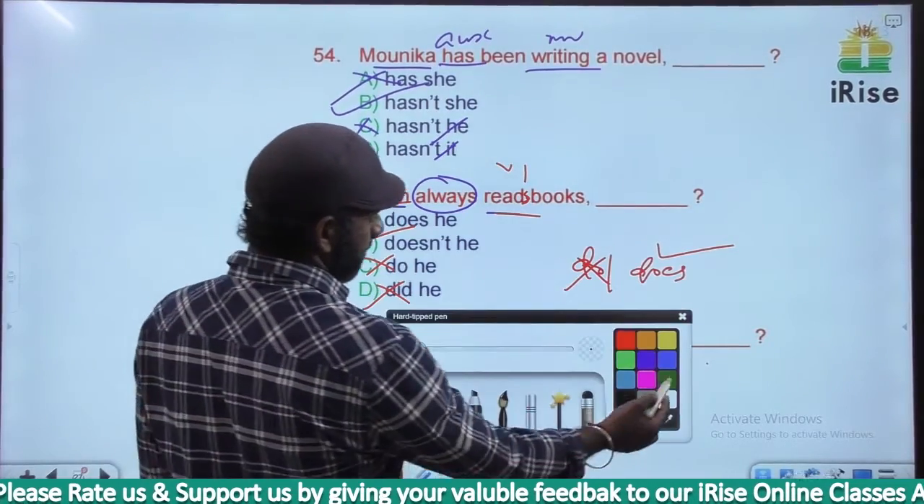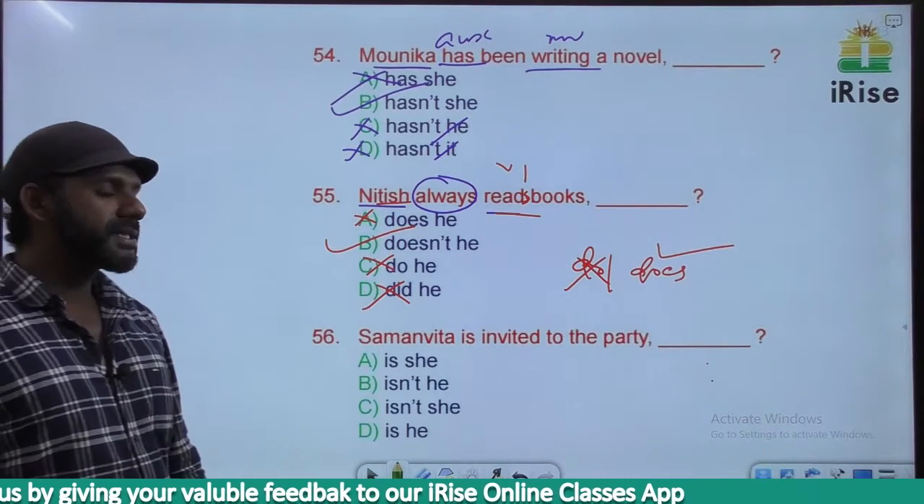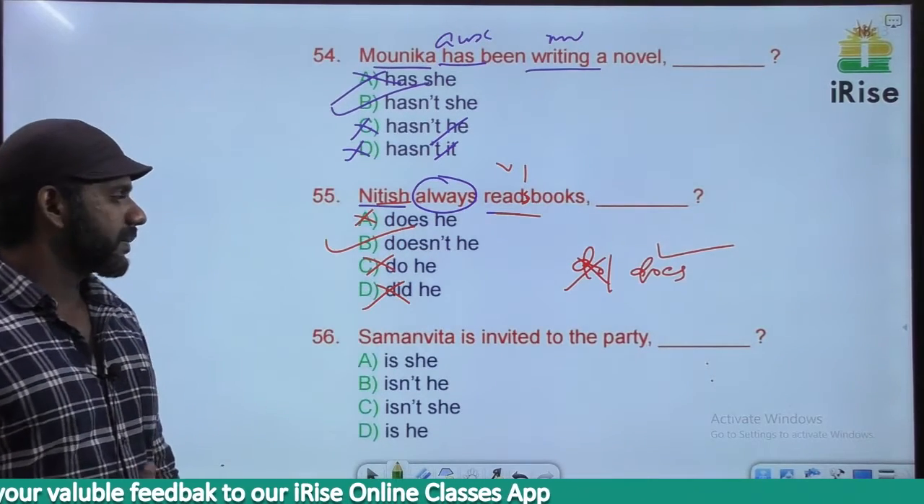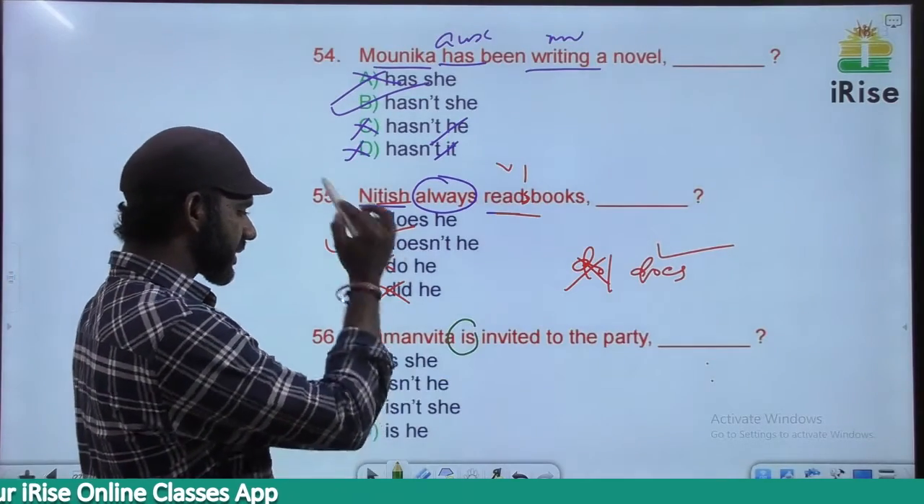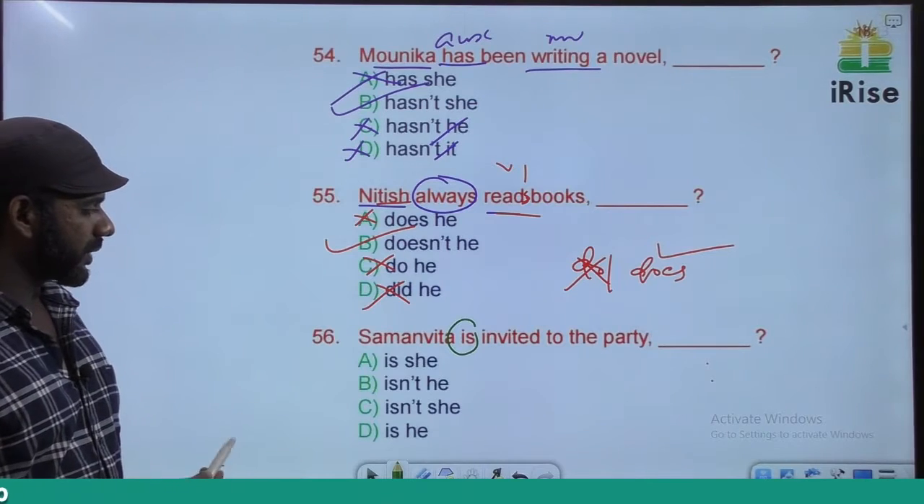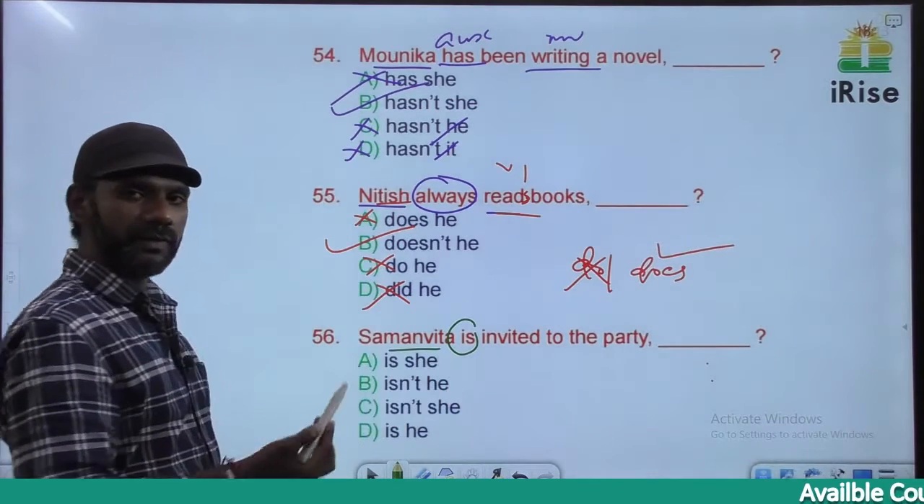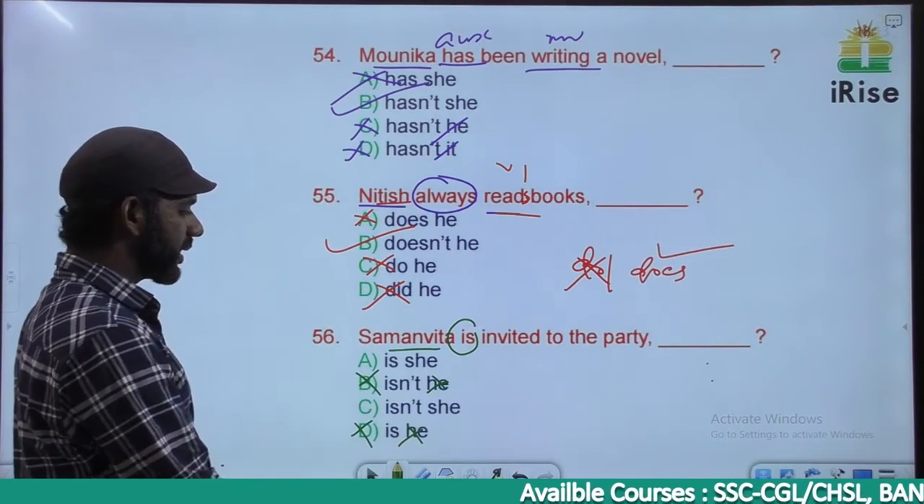The next one. Samanvita is invited to the party. The auxiliary verb here is is. So the tag must be framed with is. All the options start with is. Samanvita must be a female. Based on that, he is eliminated. So B and D are gone.